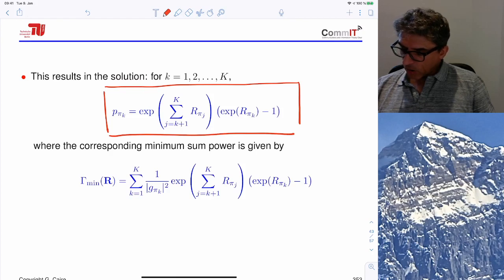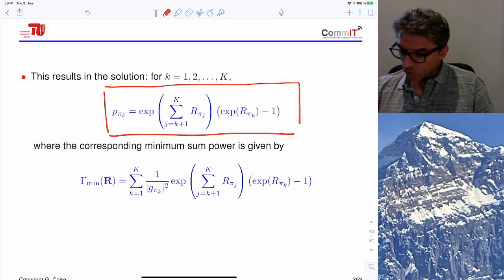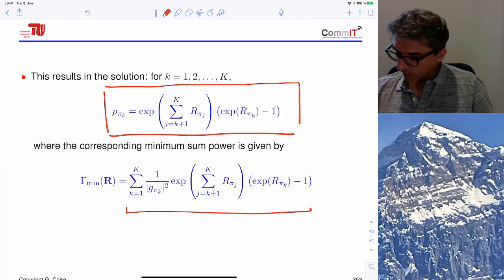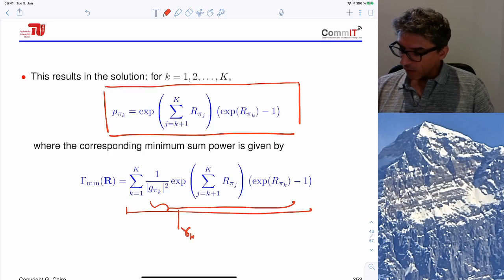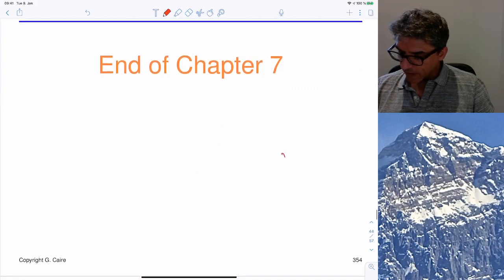And then at this point, we can simply obtain the corresponding minimum transmit sum power by simply replacing these solutions inside the weighted sum power. So we are going to have this. In other words, the power required by user k, this gamma k, is going to be this formula that of course is a function of the rates. It's a function of this sorting permutation. Okay, so we have basically two elegant solutions, and here we end the chapter.